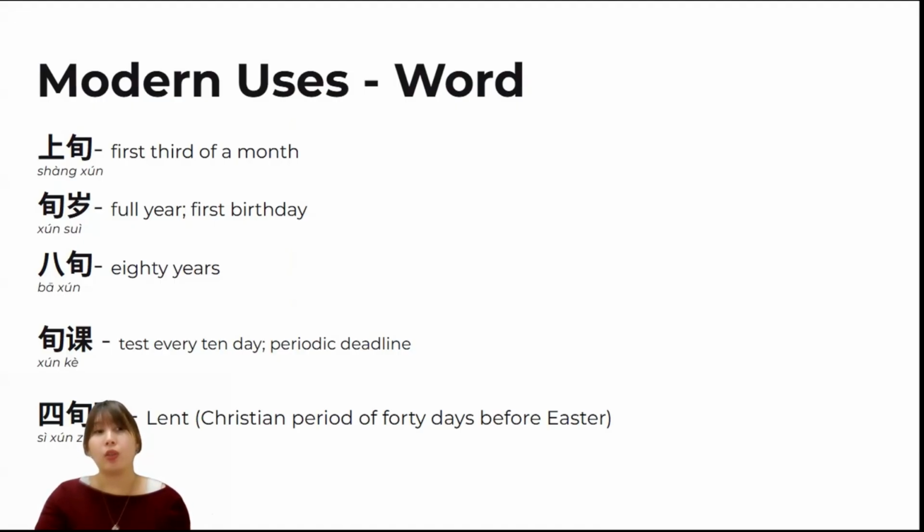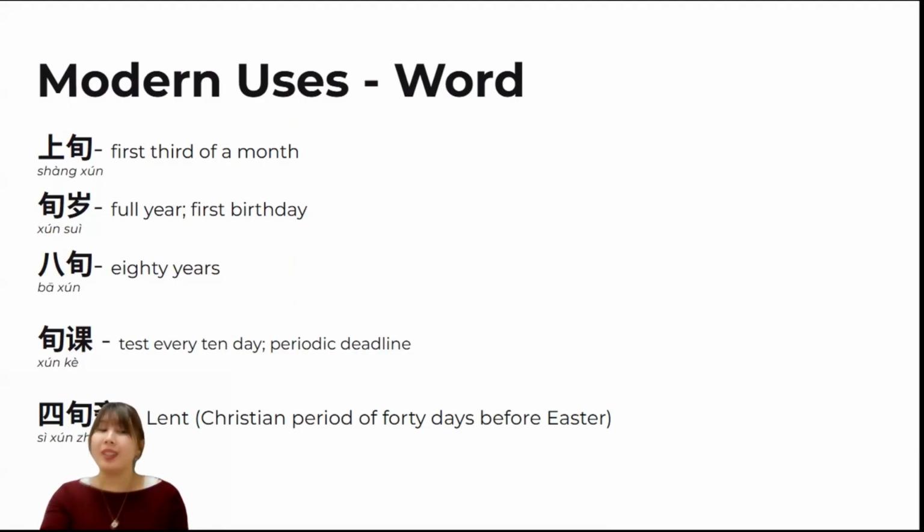The next one is 顺岁, which is a full year, like the first birthday of a child. It could also mean years. So 八旬, so 80 years. In this context, it's used for 10 years. The next one is 顺课, which means test every 10 days. So it's pretty much periodic deadlines or testing.